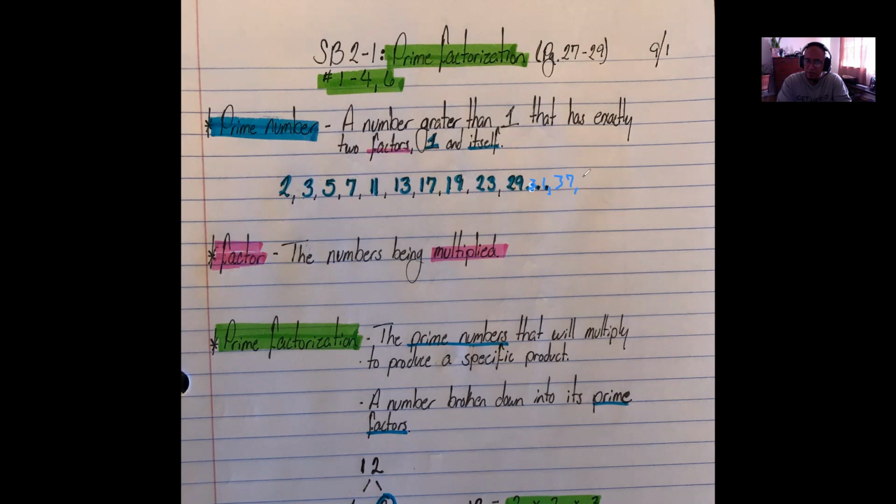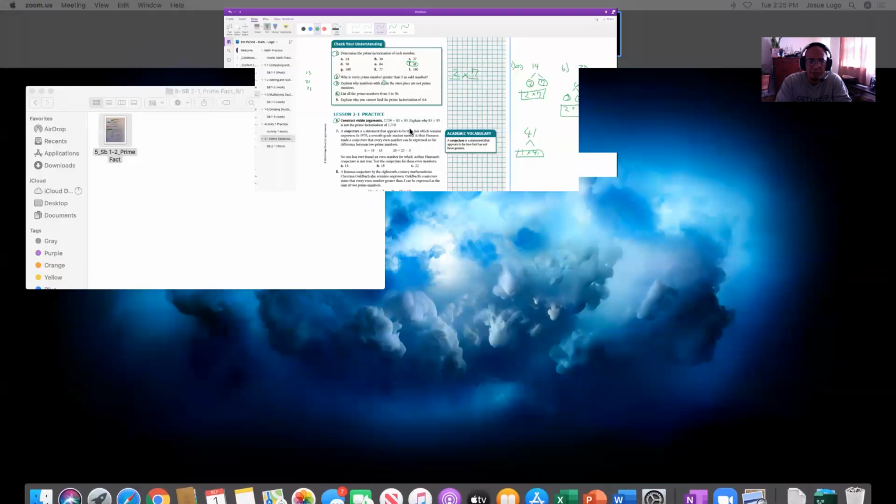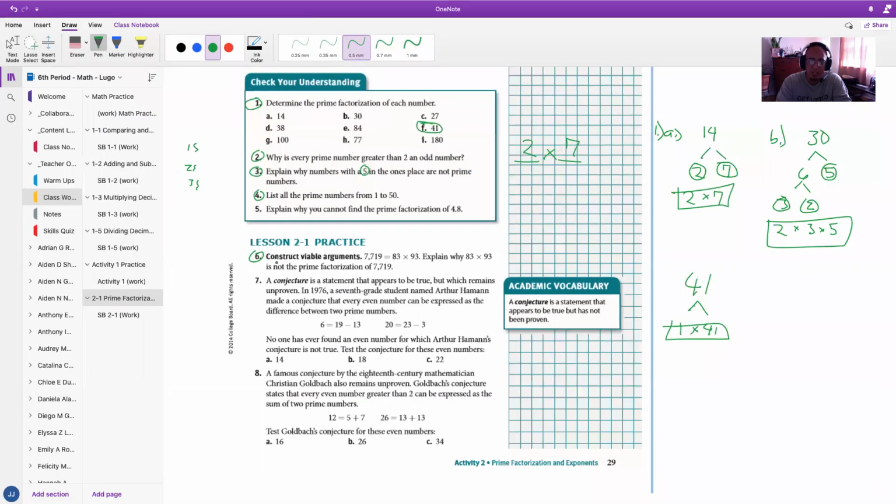38? No, that's even. 39? No, I can divide that by 3. 40? No, that's even. So just keep going and ask yourself until you get to the last prime number before 50, because 50 is obviously not a prime number. Okay, and then finally, number 6, I'm going to let you wrestle with that.